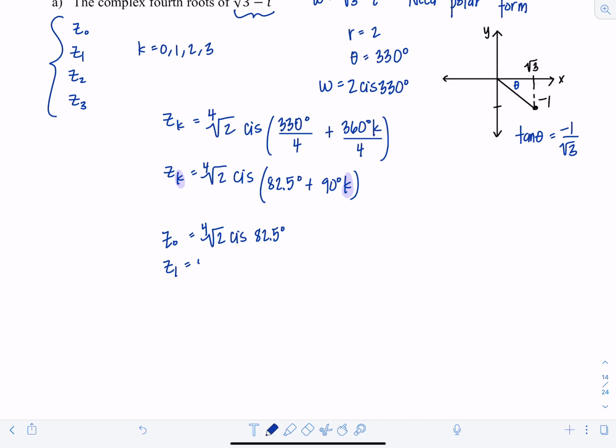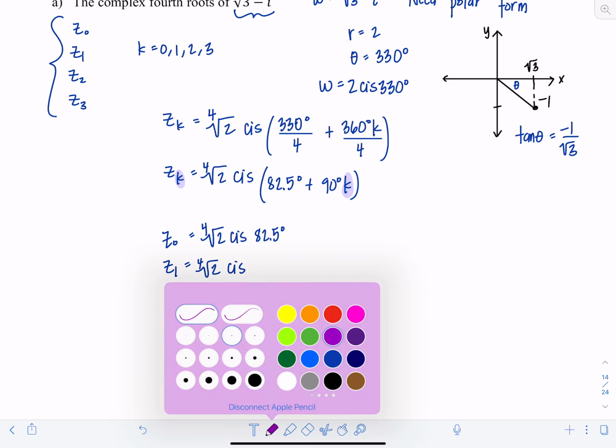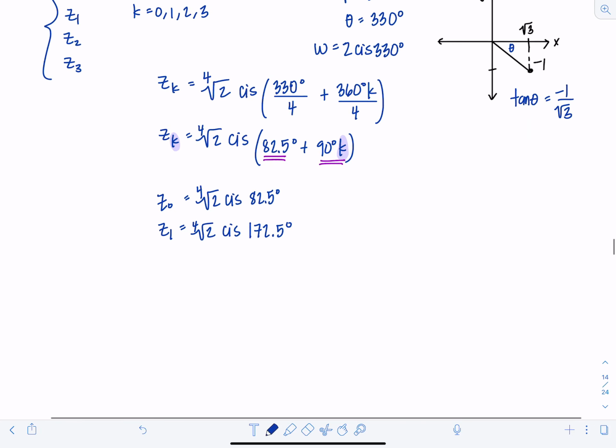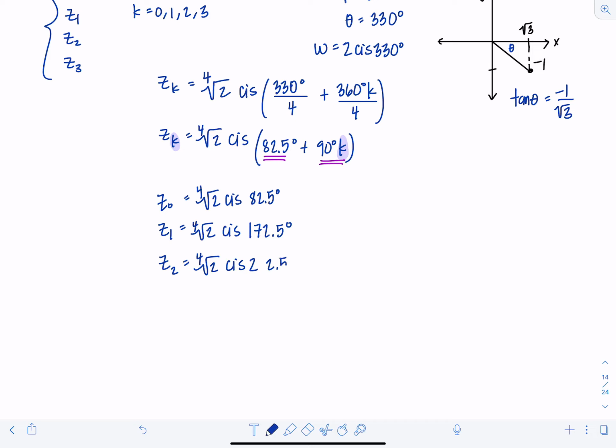Z sub 1 is going to be the 4th root of 2 times cis. Now, if I'm substituting in 1 for k, I'm going to add 90 to 82.5, and that's going to give me 172.5 degrees. So you just keep adding 90 to the angle. Z sub 2 is going to be the 4th root of 2 cis 262.5. And last one, z sub 3, I just keep adding 90 to the angle, is the 4th root of 2 cis 352.5 degrees.